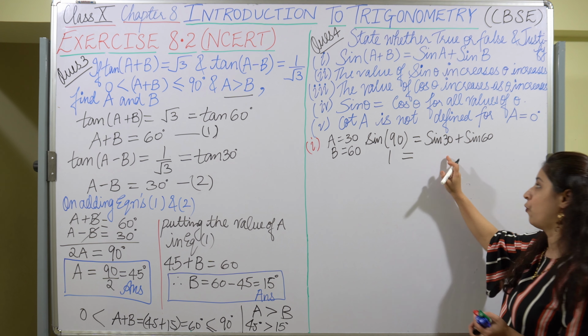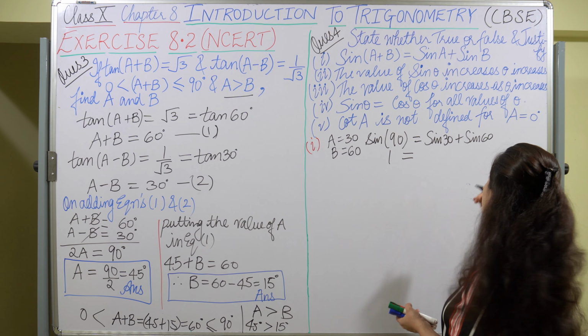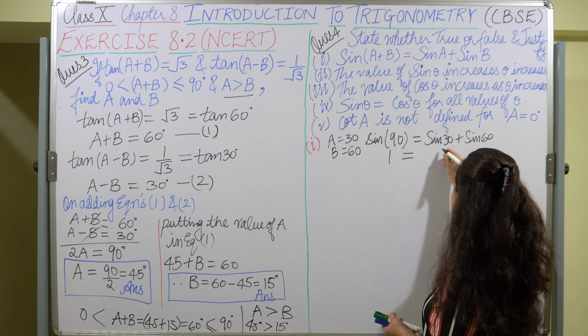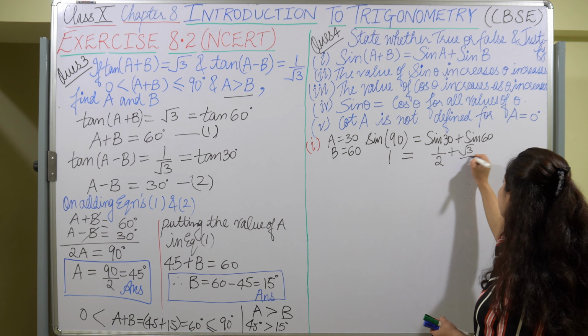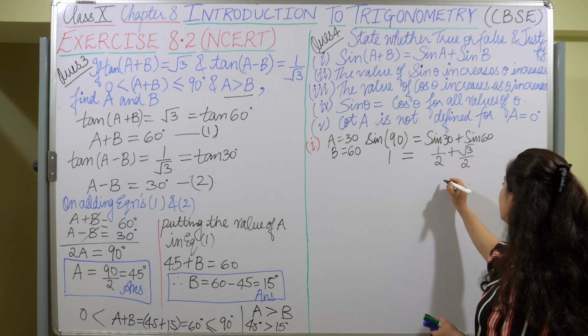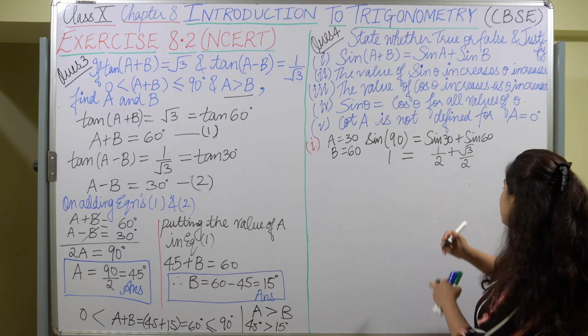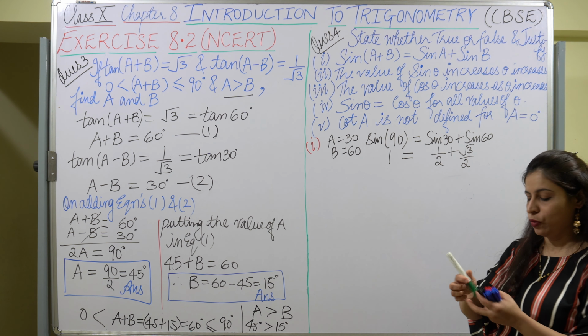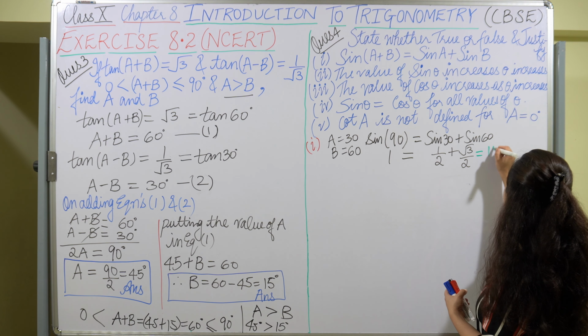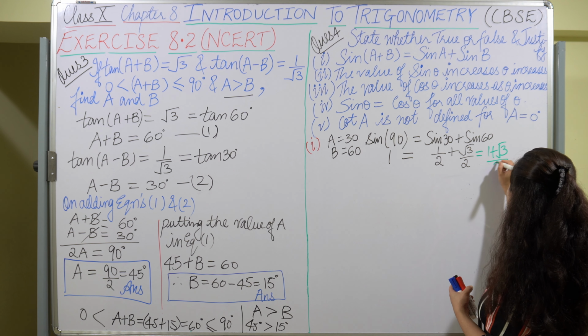Now let us check for the RHS. So I'll be putting the values. Sin 30 is 1 by 2 and sin 60 is root 3 by 2. So I'll be getting over here 1 plus root 3 upon 2.